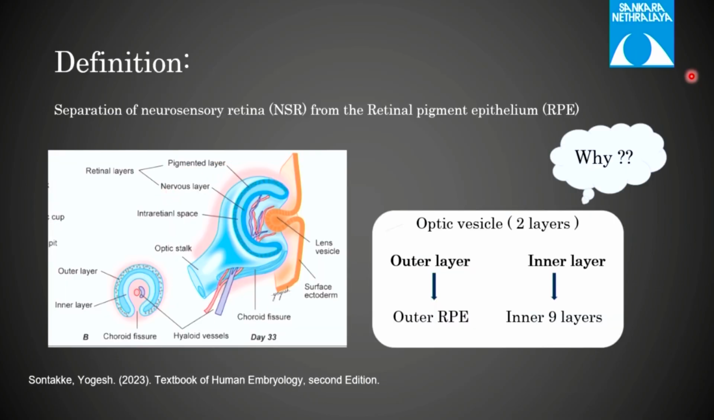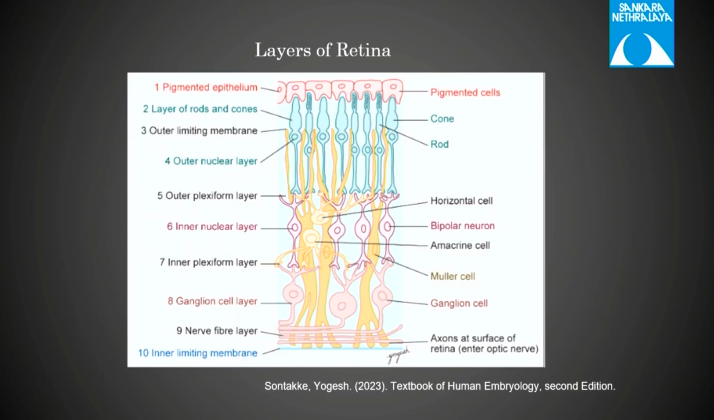And why does it occur more commonly at that particular area? Development is the main reason. We know the retina develops from the optic vesicle, and this optic vesicle has 2 layers, the outer and the inner layer. The outer layer forms the retinal pigment epithelium, and all the inner 9 layers develop from the inner layer of the optic vesicle. Hence, we get the detachment more commonly at this site.